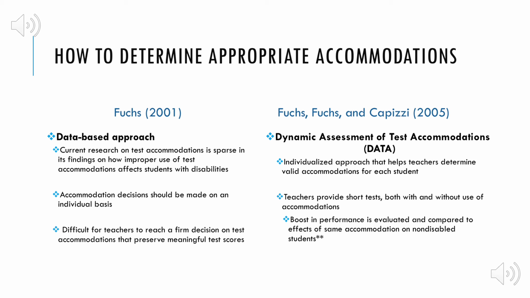And if there is a boost in performance, it is evaluated and compared to the effects of the same accommodation being placed on non-disabled students. Taking this into account, if the accommodation exceeds the boost that is expected for a non-disabled student, it is considered to be a valid accommodation.